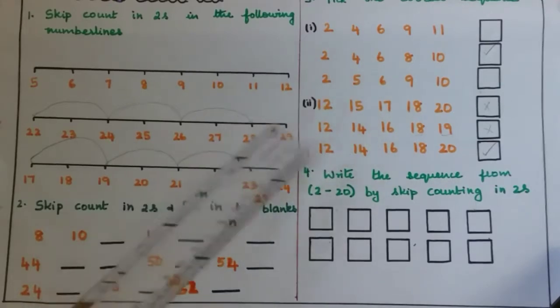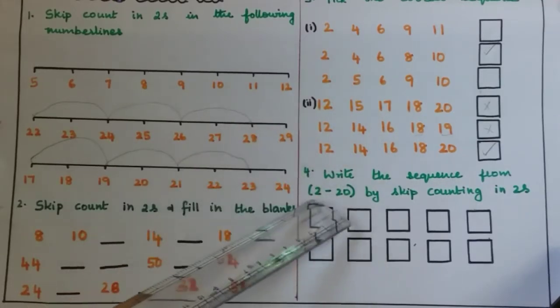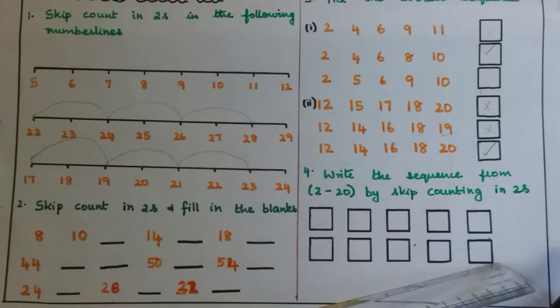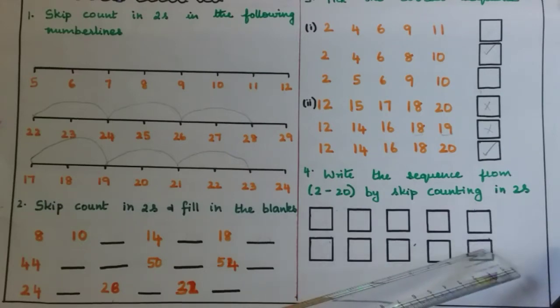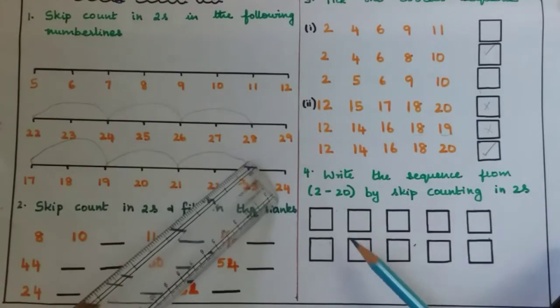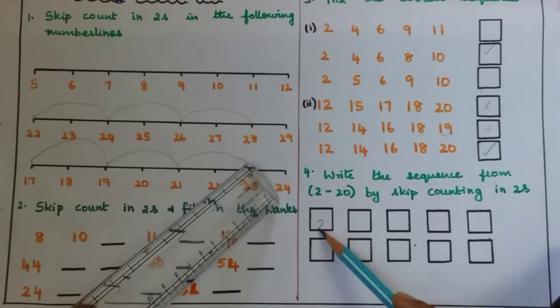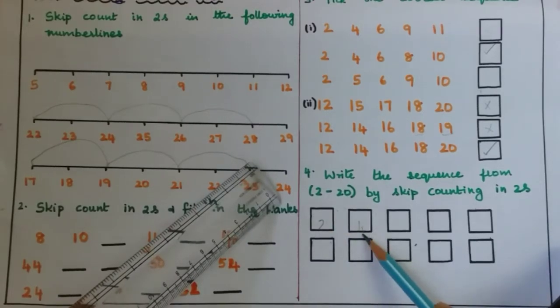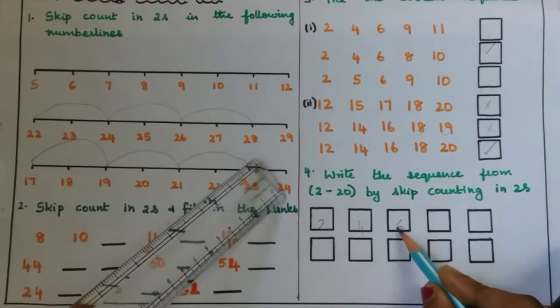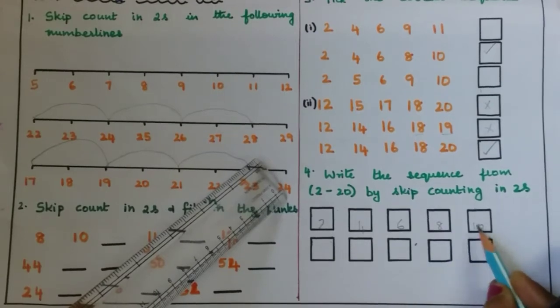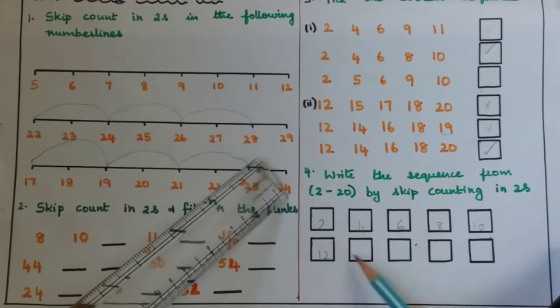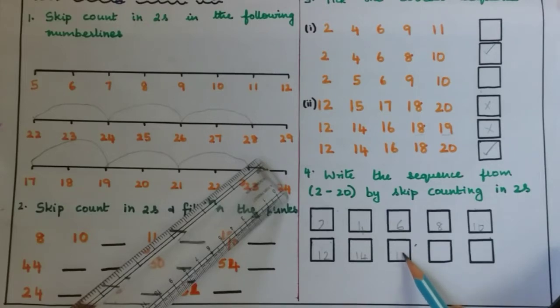So once this is done, then you can ask them to write the sequence from 2 to 20 by skip counting in twos. At the end of all these activities, you can be sure that your child is clear with the concept of skip counting, and simultaneously your kid is also being introduced to the concept of odd and even numbers, and learning table 2 is going to be simple for them.